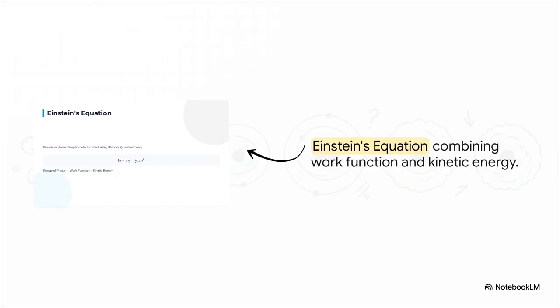And who put all the math together for this phenomenon? Albert Einstein himself. He used Planck's quantum theory and wrote out this perfectly elegant equation. The total energy of the incoming photon, which is h nu, equals the work function, meaning the exact amount of energy needed just to break the electron free from the metal, plus the kinetic energy of the moving electron. Energy going in equals the energy used plus the energy left over. Perfect conservation. This absolutely undeniably proved that light has a particle nature.